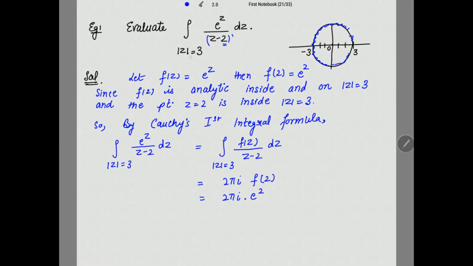Second thing is, you draw the circle which is given to you, as here mod z is equal to 3 is given. You have to draw that circle and check whether this point z0, that is 2, lies inside the circle or not. If it lies inside the circle, then we use the formula, and if it is outside the circle, then we have to skip that point. We apply the formula only for those points which lie inside the circle. Further examples will make this clear.